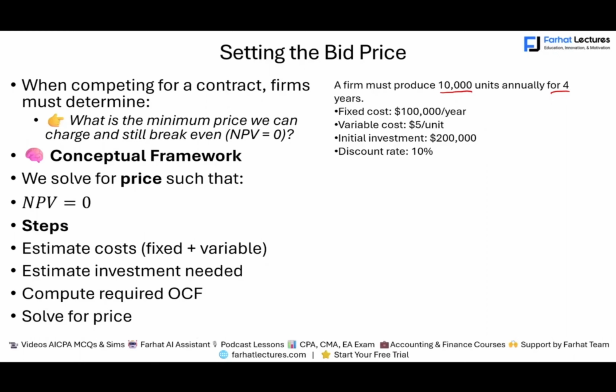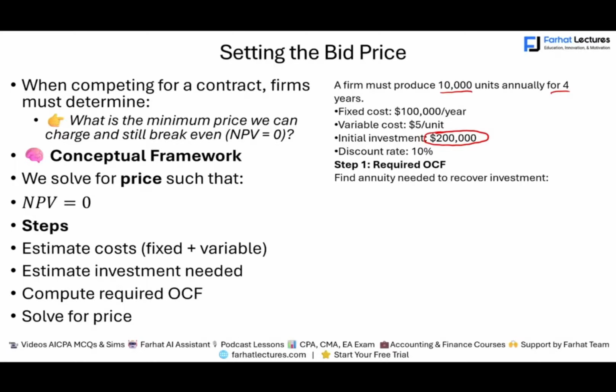How much can we charge per unit, as if we're producing 10,000 units? This is what we have to find out: the price for this project, given those costs. Well, first, find the annuity needed to recover the investment. The initial investment is $200,000.